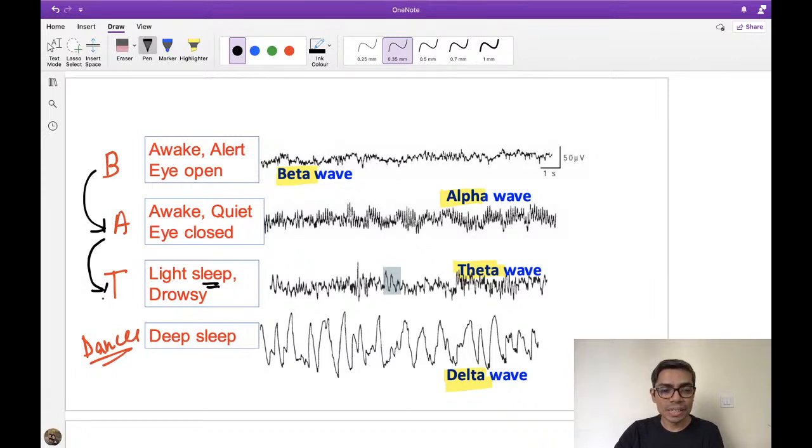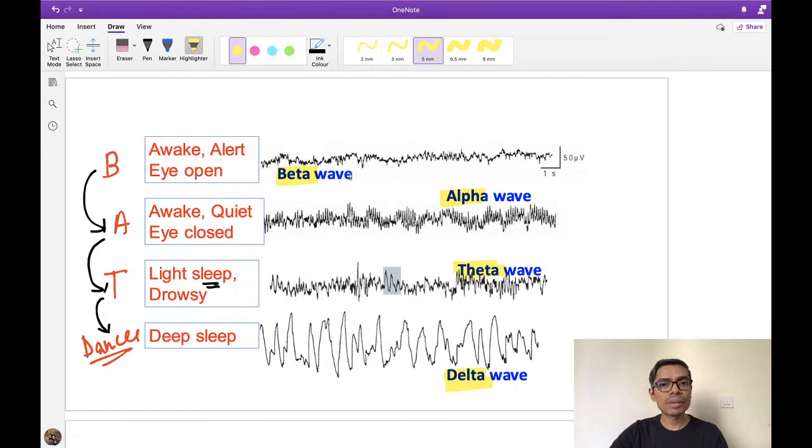And if you enter into the deep sleep stage, then you are going to get this delta wave. That's why I always remember it like this: I am highly active, trying to concentrate on something, beta. Now I am relaxed, my mind is wandering here and there, that is alpha. Then alpha will be converted to theta when I am entering into sleep, in a drowsy state, and theta will be converted to delta whenever you are in a deep sleep stage, right? So this is the way we have to remember.